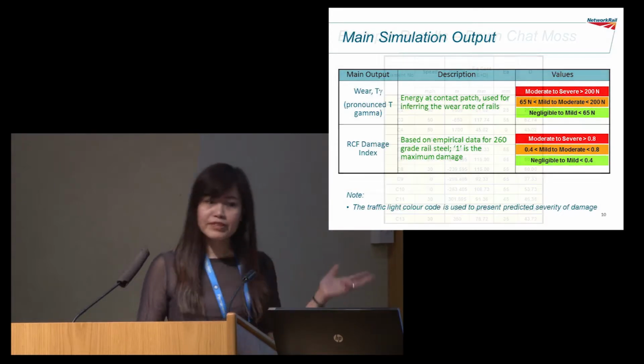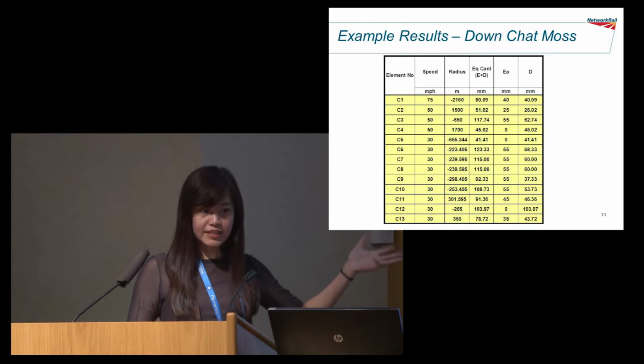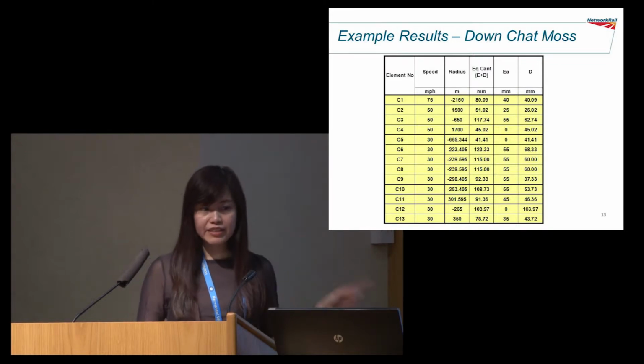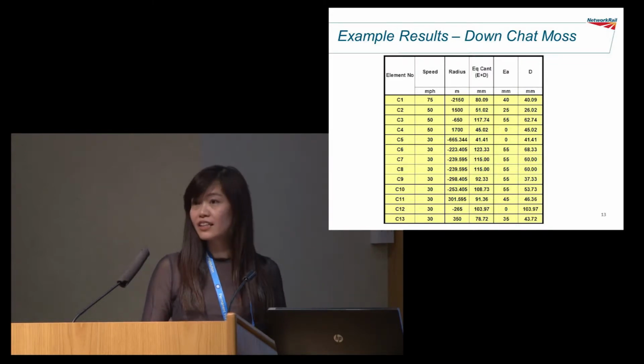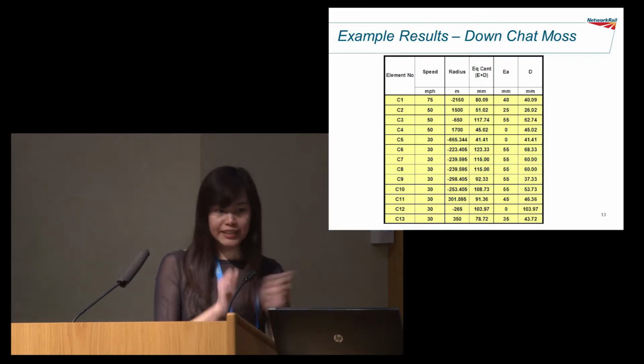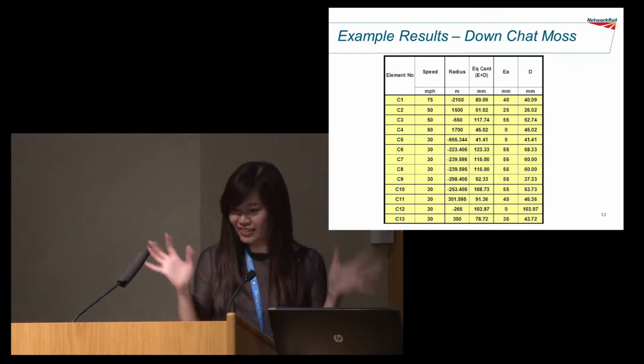For example, down Chat Moss, I was given this. You have all the elements: the speed, the radius, the applied cant, and the cant deficiency. So I did calculations using, oh my God.